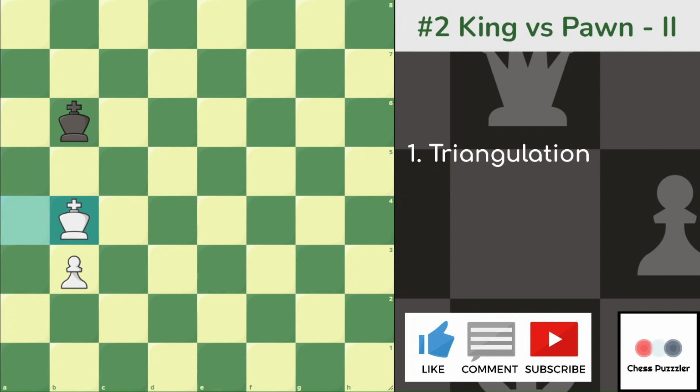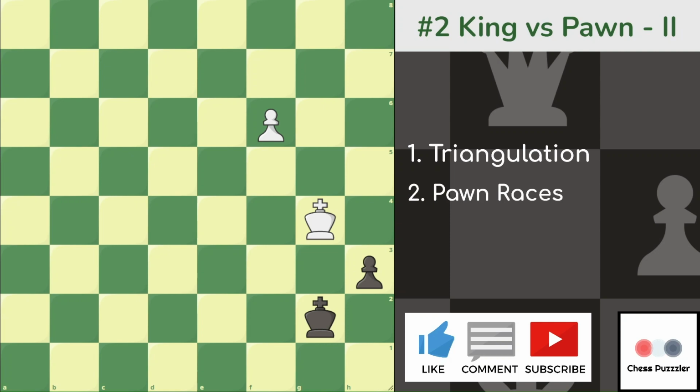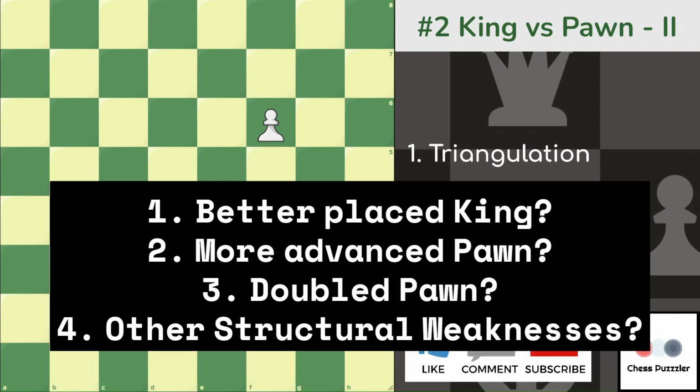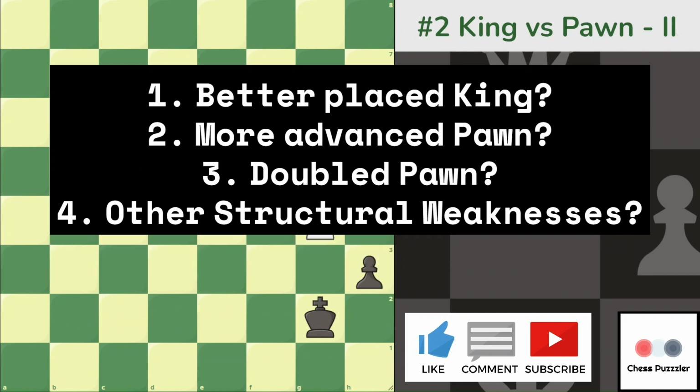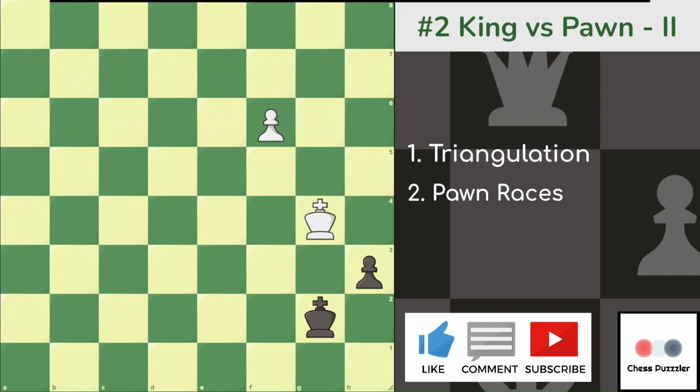With that, let's move on to our second topic of the day, which is pawn races. As we just saw, you often reach a king and pawn ending in which both sides have the same number of pawns. In this case, positional factors are paramount. Consider the following: which side has the better placed king? Which side has a further advanced pawn? Which side has a doubled pawn or another type of structural weakness? So, in the examples to follow, white as usual will be the superior side.